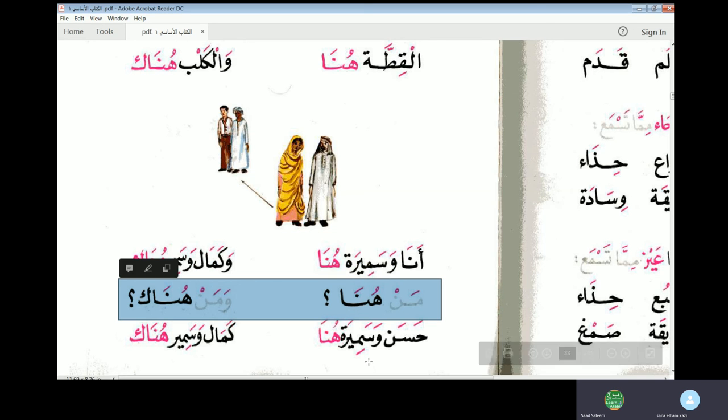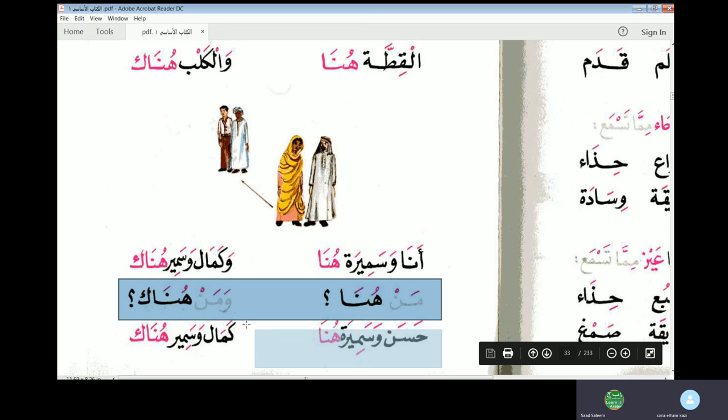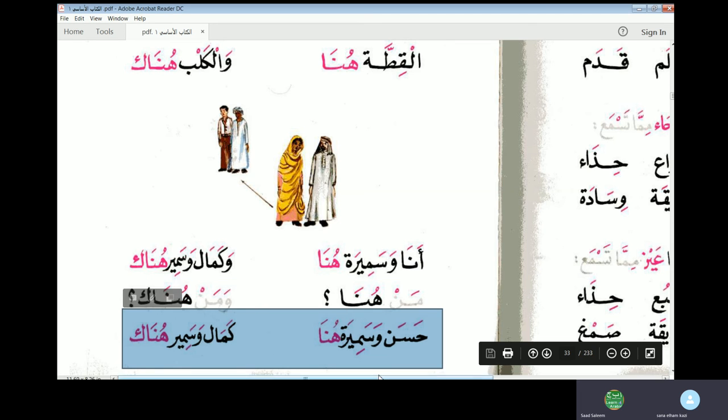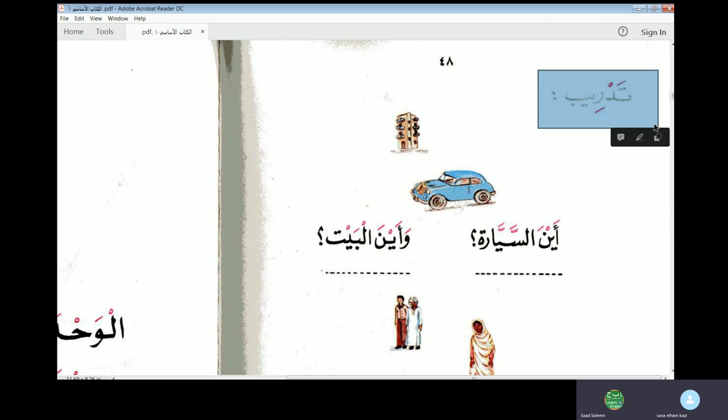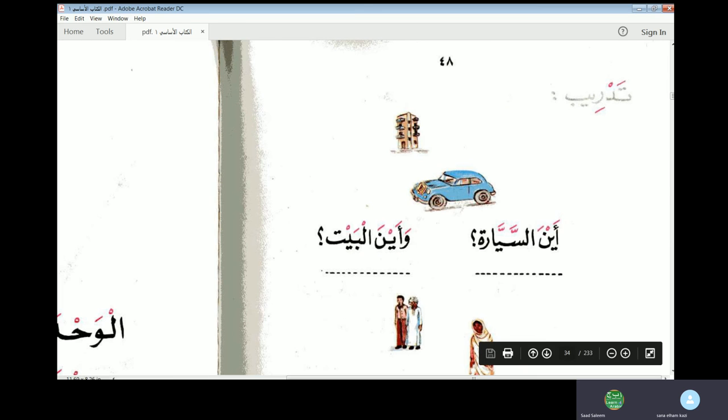Who is here? And who is there? Hassan and Samira are here. Kamal and Samir are there. Where is the car? It's here. Where is the house? It's there.